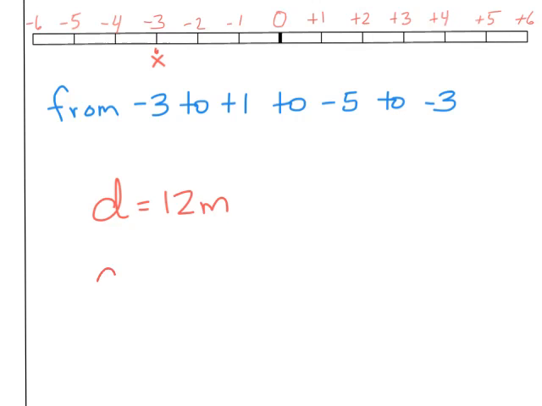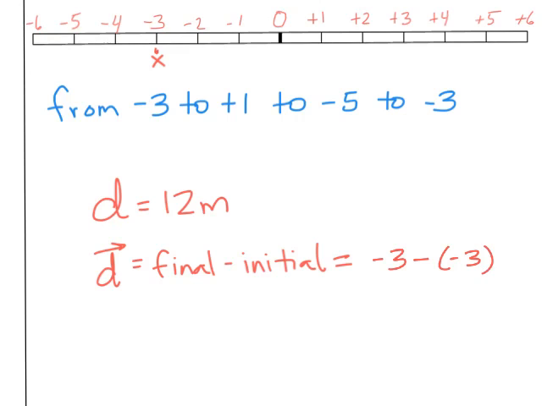Now let's look at the displacement. Remember that we're going to subtract the final minus initial position. The final position was -3, and we subtract, and the initial position is also -3. This leaves us with a displacement of 0. So any time that you see an object starting and ending in the same position, their displacement will be 0 regardless of how many meters they traveled for their distance.